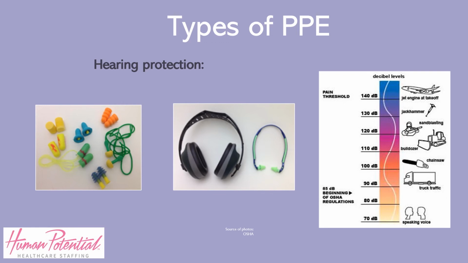OSHA requires employers to determine if workers are exposed to excessive noise in the workplace. If so, the employers must implement feasible engineering or administrative controls to eliminate or reduce hazardous levels of noise. Where controls are not sufficient, employers must implement an effective hearing conservation program.